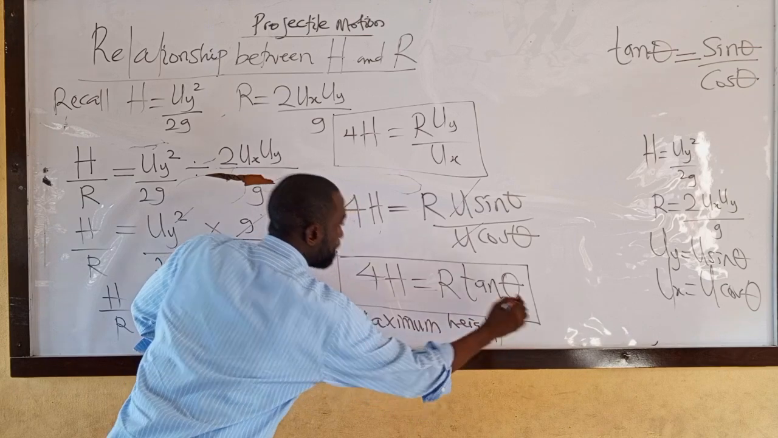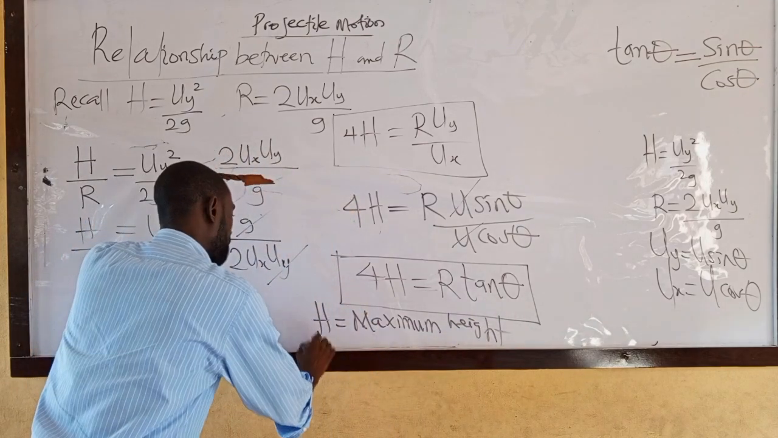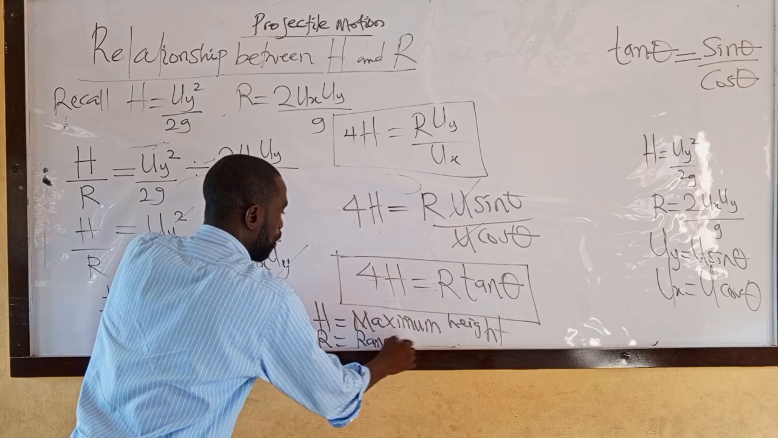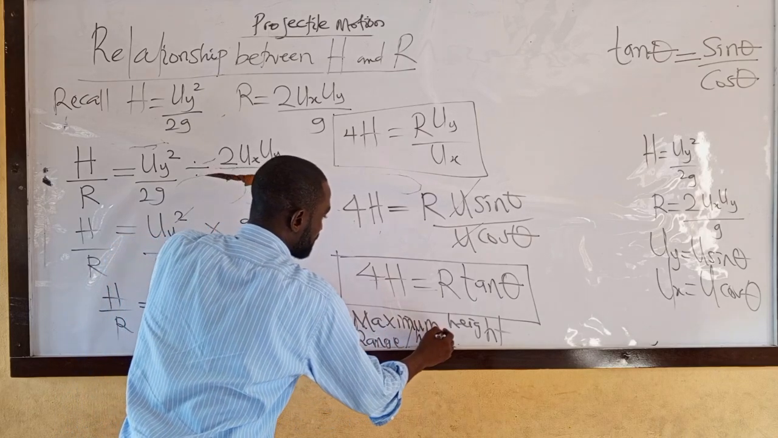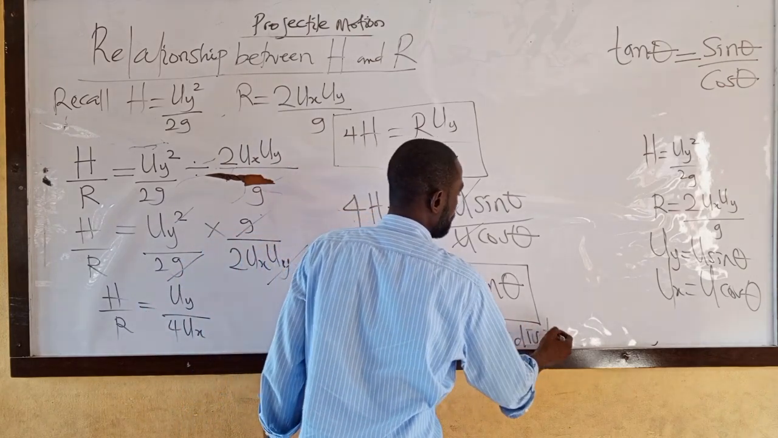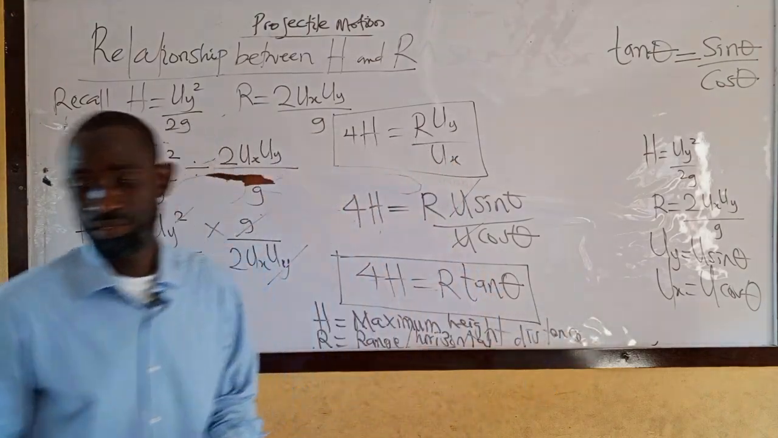Maximum height. Then our R is what now? Range, or horizontal distance. I think you know that. Horizontal distance. Okay?